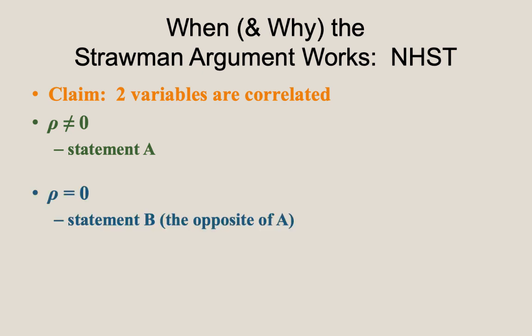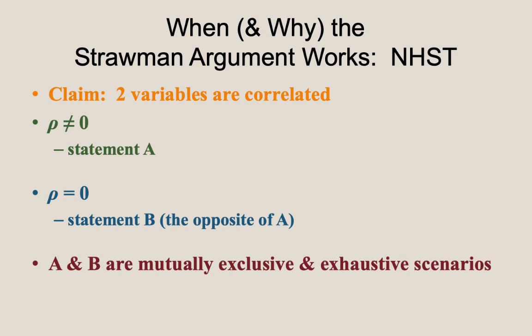So what is the opposite of A? We will call B the opposite of A, and in this case, B would be that rho equals 0. Now, why does the NHST work as a strawman argument? Well, we've met the two main criteria. First, these are indeed opposites of each other, and there is no other possibility for what rho might be. These two statements are mutually exclusive, i.e. opposites of each other, and exhaustive, i.e. there is nothing else it can be.